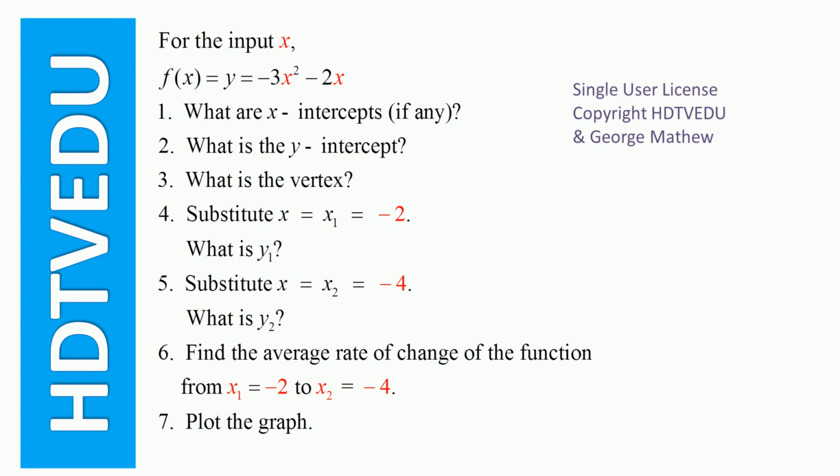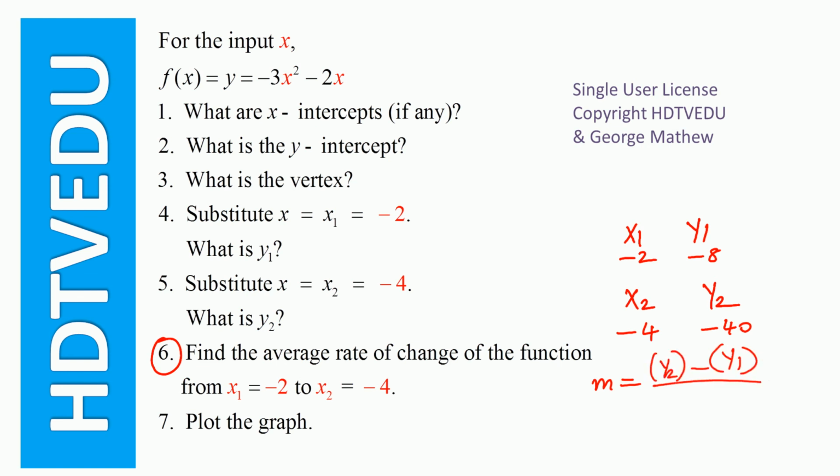What is left? The average rate of change of the function. So you have x1, y1, x2, y2. What is x1? Negative 2. What is y1? Negative 8. What is x2? Negative 4. What is y2? Negative 40. Your average rate of change of the function is actually y2 minus y1 over x2 minus x1.